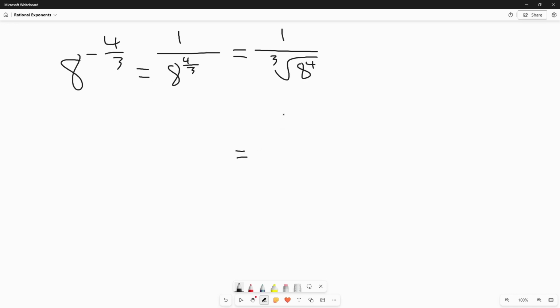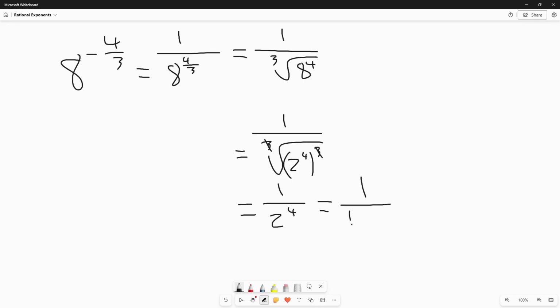If we rewrite it as 1 over the cube root of 2 to the power of 3, to the power of 4, we can reverse the positions of this 3 and 4. So let's do that. To the power of 4, to the power of 3. And these two cancel out, this 3 and this 3. So all we're left with is 1 over 2 to the power of 4, which is just 1 over 16.